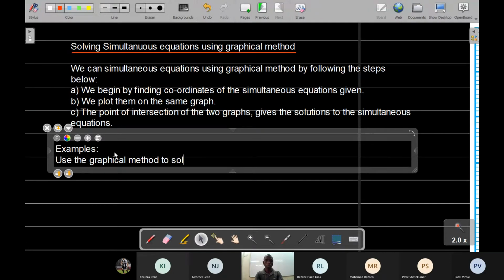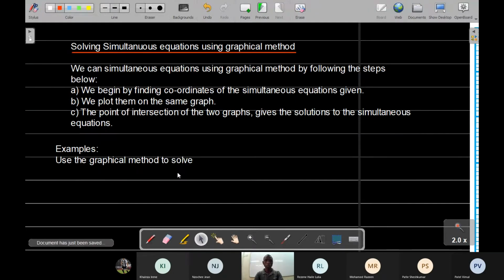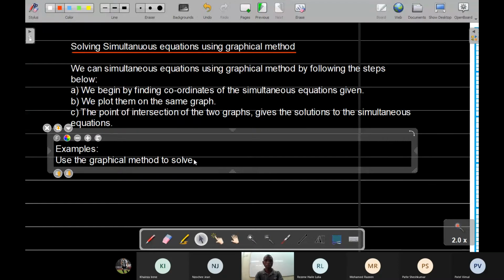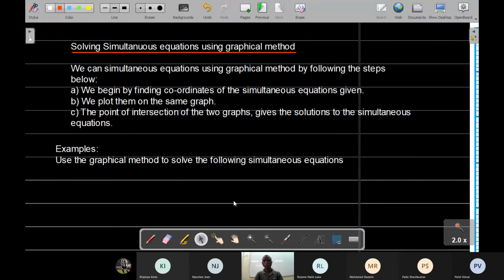to solve the following simultaneous equations. So we are going to use the graphical method to solve those following simultaneous equations.